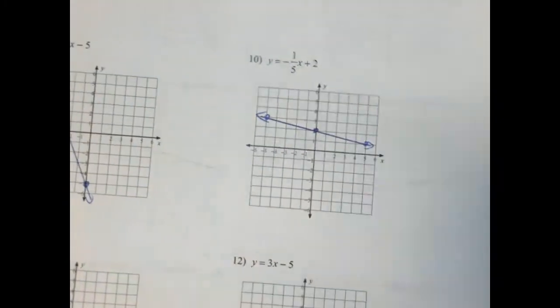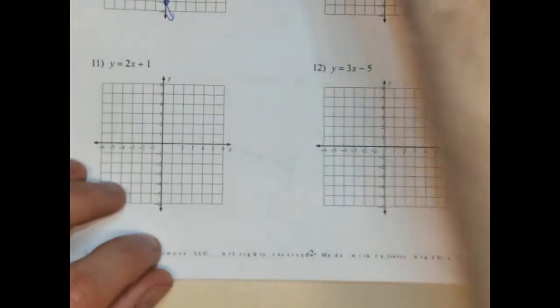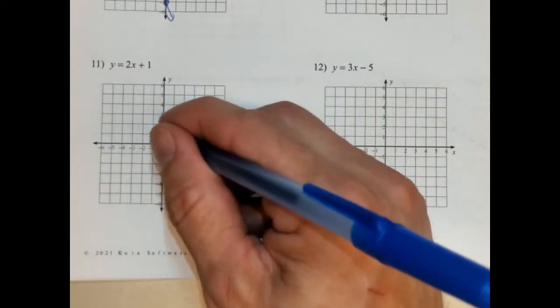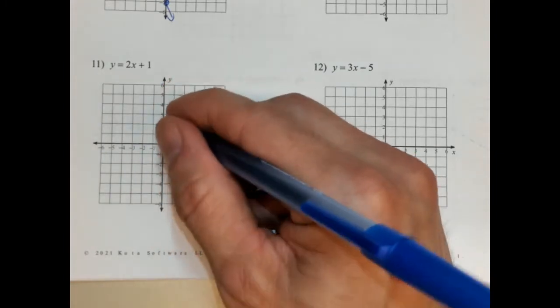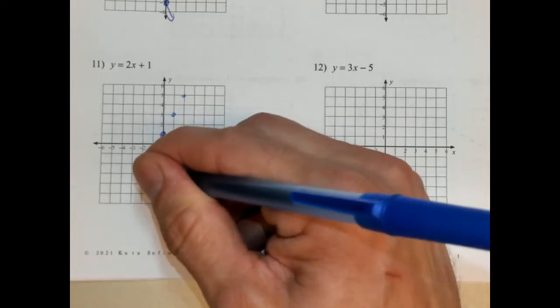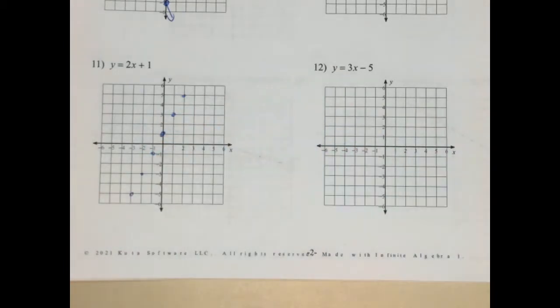Okay. This is the bottom 2 here. So we have y equals 2x plus 1, so the y-intercept is 1. I'm going to put that there, and it's 2x, so up 2 over 1. I'll plot as many points as I can, why not? There we go.